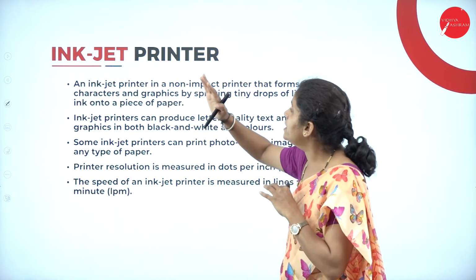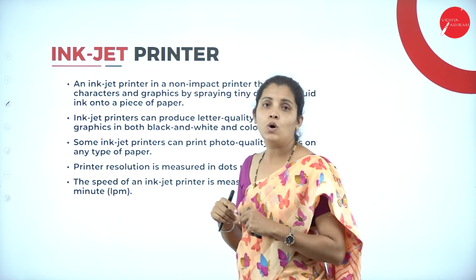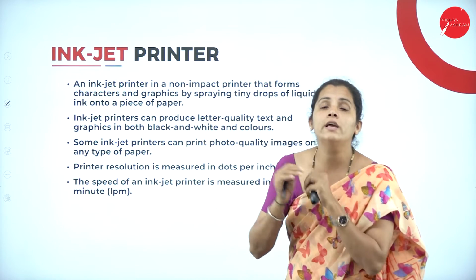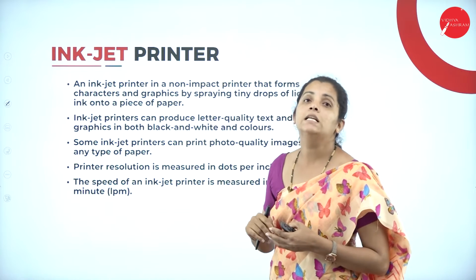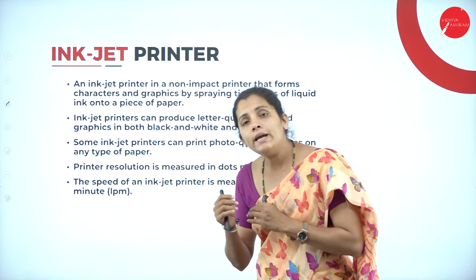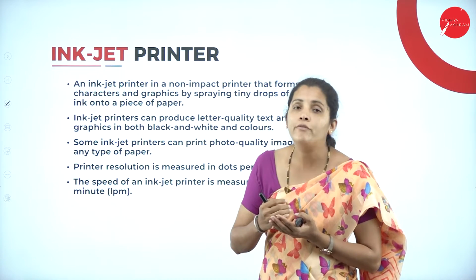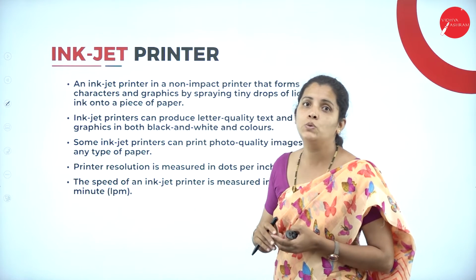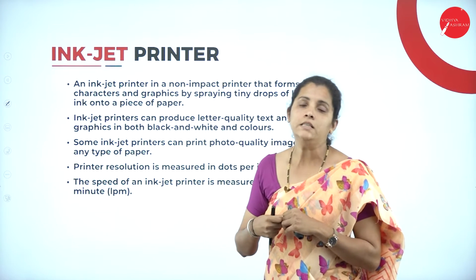Moving on to the inkjet printer. So what is an inkjet printer? It is a type of non-impact printer. In an inkjet printer, there is no mechanical contact between paper and ribbon. Then you may wonder how the characters or letters are formed. Here, characters or letters are formed by using dots. So you may wonder how these dots are generated.